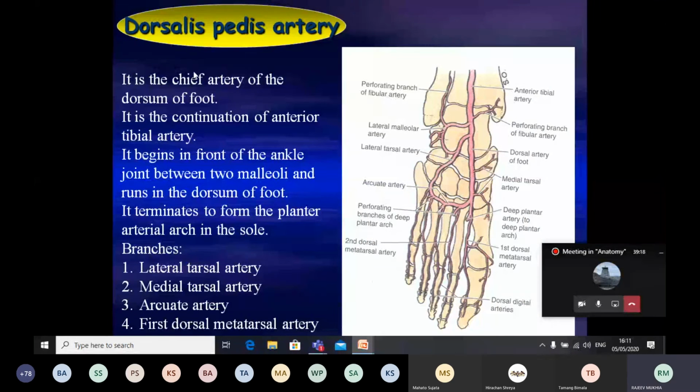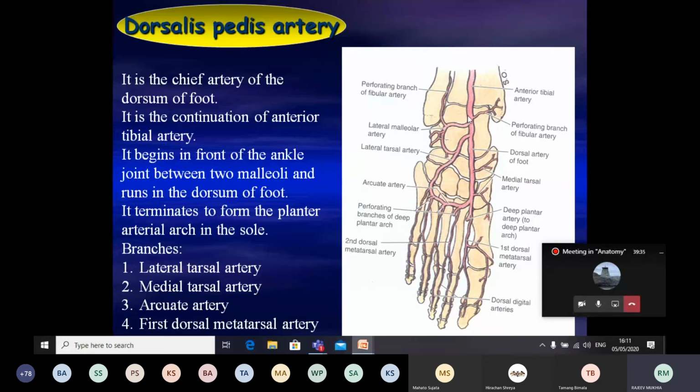So we will briefly discuss this dorsalis pedis artery. As you know, this is the anterior tibial artery. After crossing through the ankle joint, it will continue as the dorsalis pedis artery. So this is the dorsalis pedis artery. The dorsalis pedis artery is the chief artery of the dorsum of the foot. It is the continuation of the anterior tibial artery.